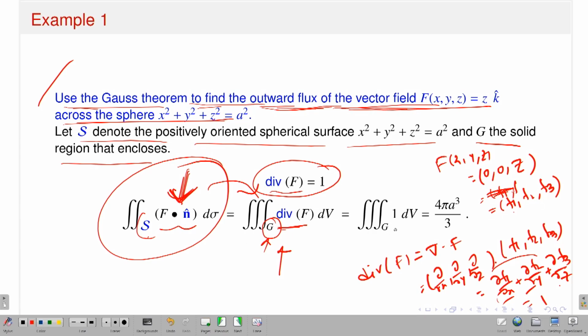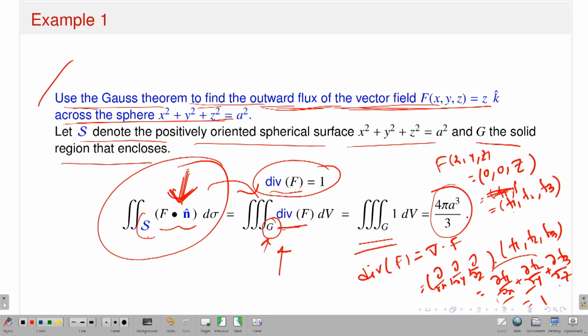That means you have to calculate this triple integral. This is nothing but the solid region bounded by the sphere with radius a. And what is the volume of this region? You know the formula, this is 4 by 3 pi a cube. Because divergence is 1, you can take out 1. What will remain is the volume of the solid region bounded by the sphere x square plus y square plus z square is equal to a square.